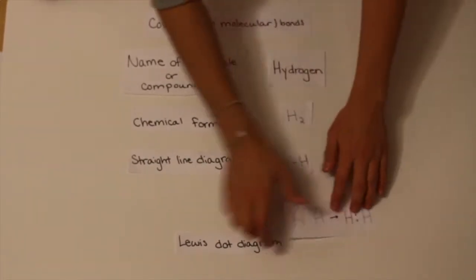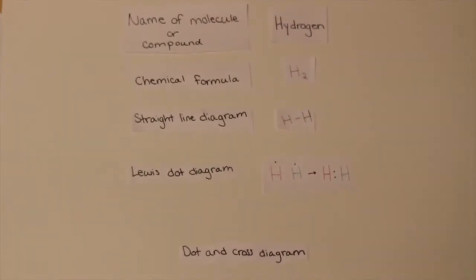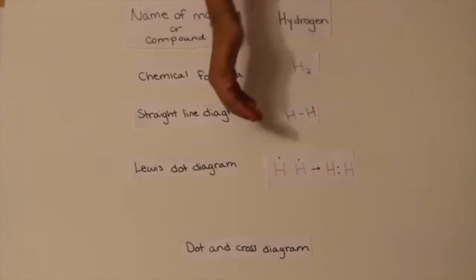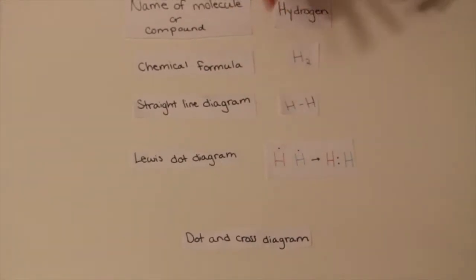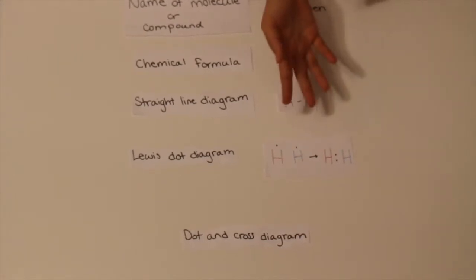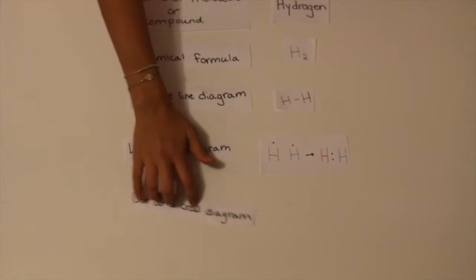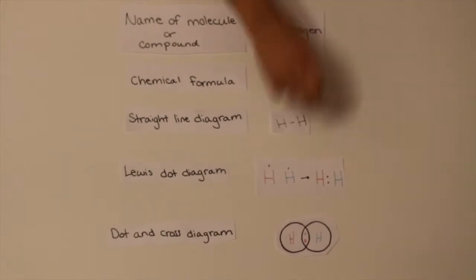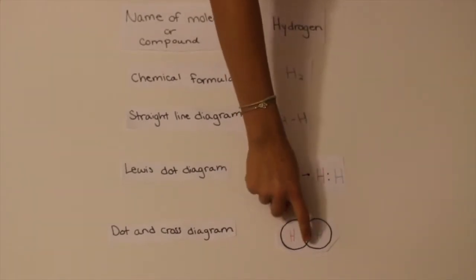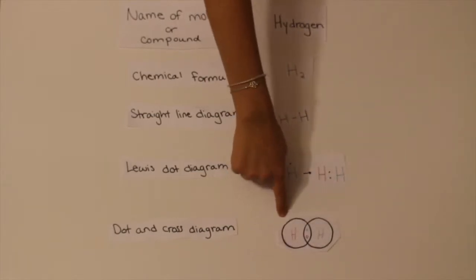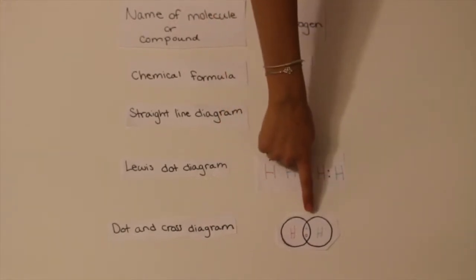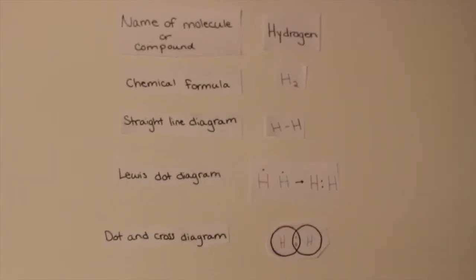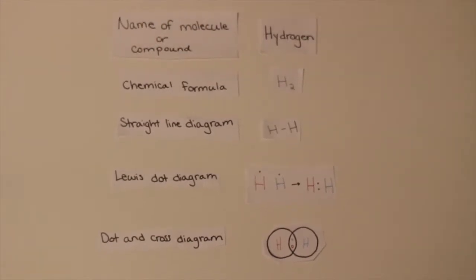In the Lewis dot diagram, we would represent hydrogen as this. Each hydrogen atom has one electron, which is the dot above them, and when they bond, they share them between the two of them, and that makes them have a full valence shell, and they're happy. Same thing with the dot and cross diagram. We have two hydrogens. The dot represents the electron for this hydrogen, and the cross represents the electron for this hydrogen. When they bond, that makes it have a full valence shell and makes it happy like all the others.